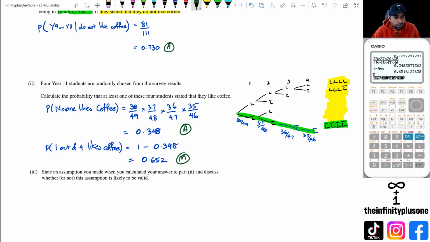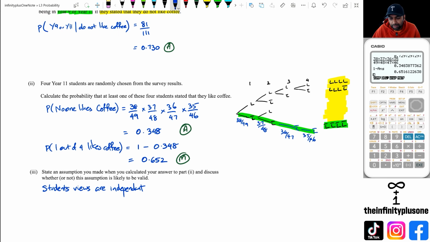So folks, for question 3, what's an assumption you made when you calculated your answer to part 2? I think the first assumption we could say is that the students' views are actually independent, because we know how students are, right? They follow. So we can say students' views are independent. So that is the first one. What we're trying to say here is that one person's choice is not going to affect another person.